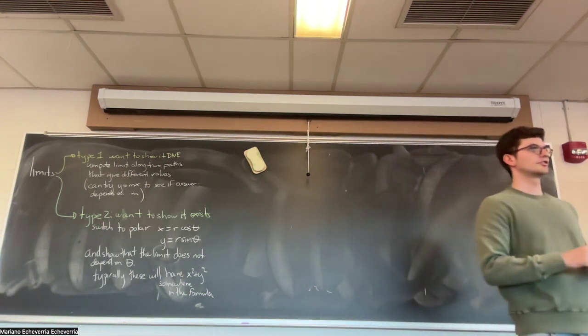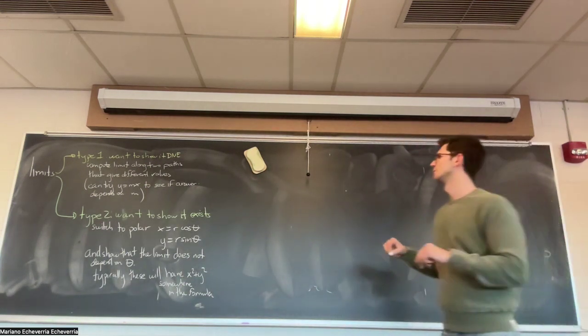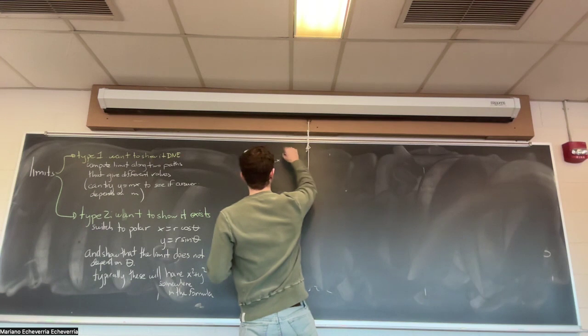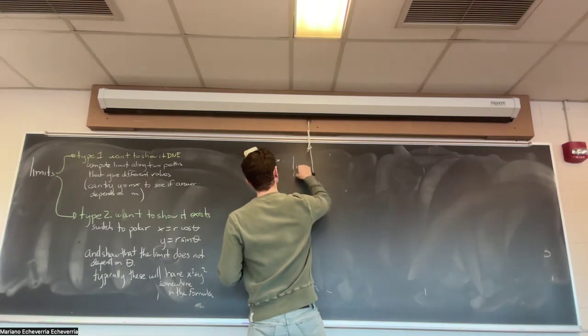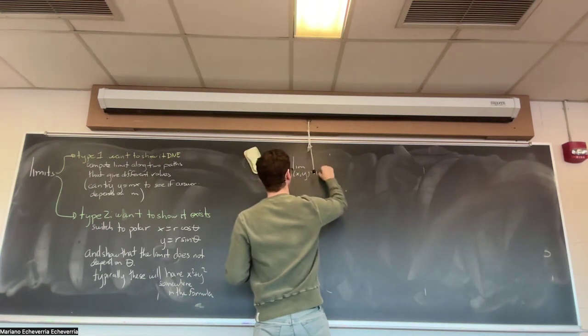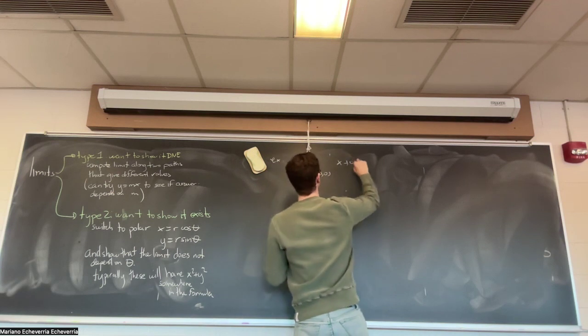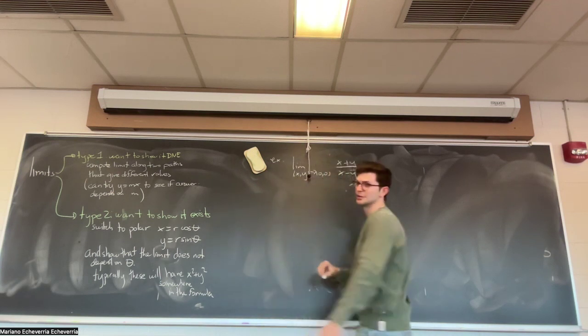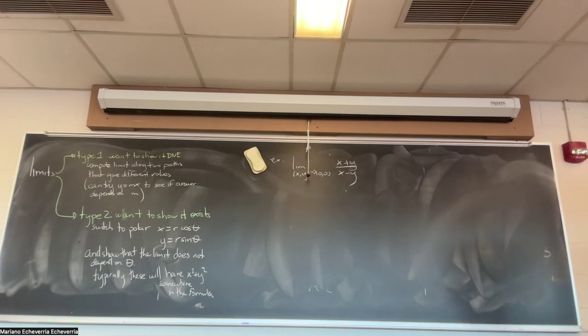Okay, so let me do some examples. Let's say you take this limit, which is x plus y divided by x minus y. You want to see whether it exists or not. If you're not sure, you can just try the first approach.